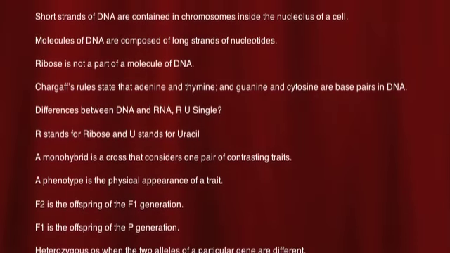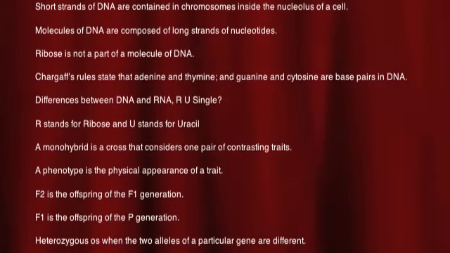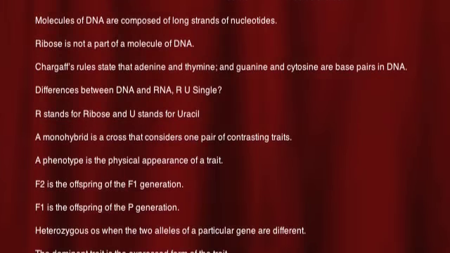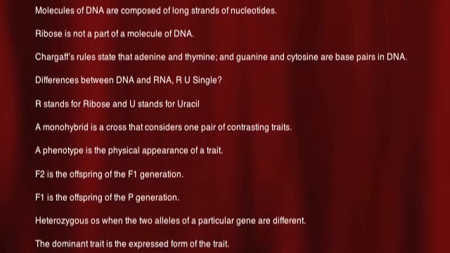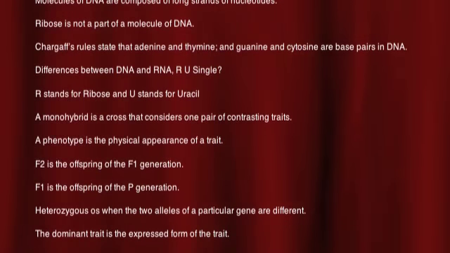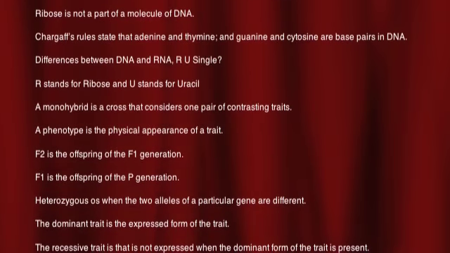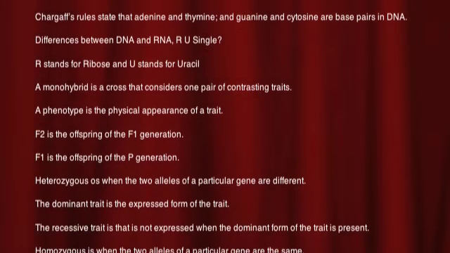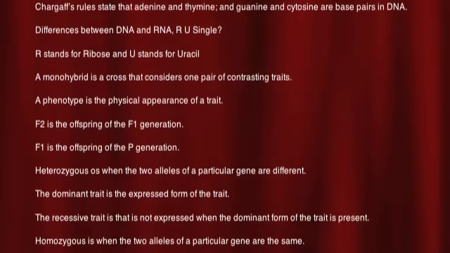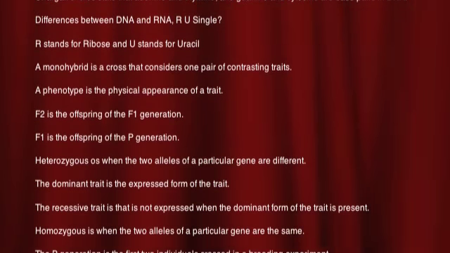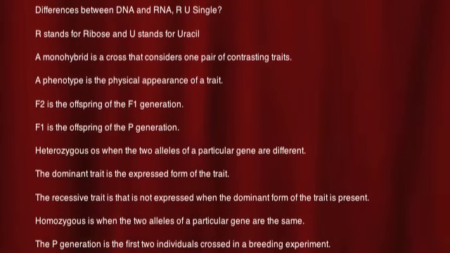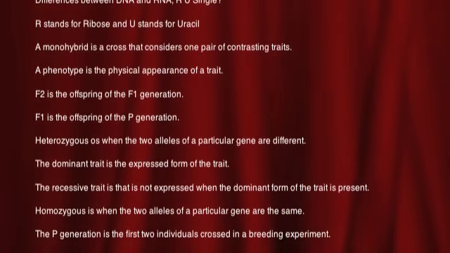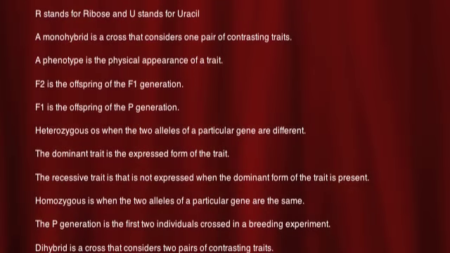A monohybrid is a cross that considers one pair of contrasting traits. A phenotype is the physical appearance of a trait. F2 is the offspring of the F1 generation. F1 is the offspring of the P generation. Heterozygous is when the two alleles of a particular gene are different. The dominant trait is the expressed form of the trait.